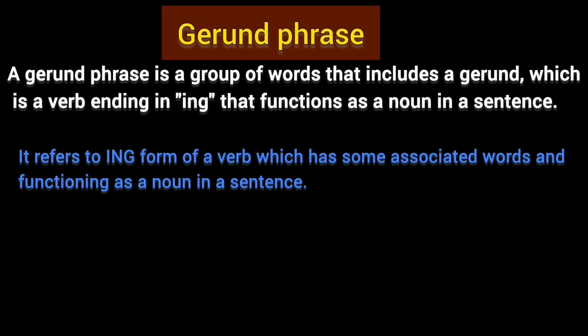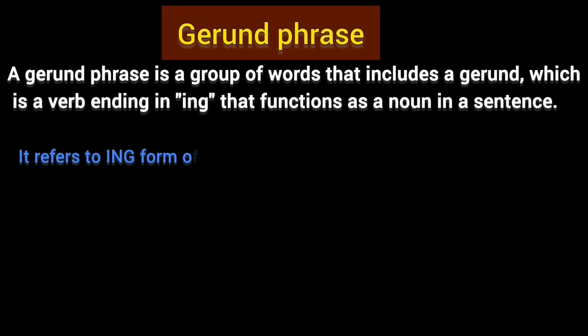There must be a question in your mind: why is it called a verbal phrase? The simple answer is this phrase starts with a verb and this verb has its own related words. So, therefore it is called a verbal phrase. I think you are not getting the point. Just look at these examples.